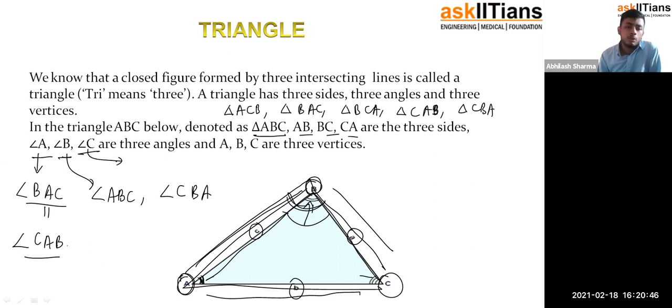Similarly, you try on your own. What other two ways can we name this angle C? Try it on your own. One of them I'll tell you, don't worry. Angle C we can, let's say, name like angle BCA. The other one you try on your own, correct?